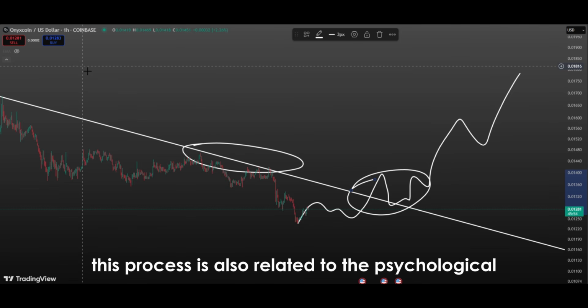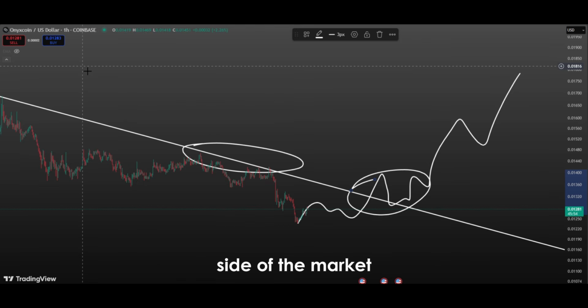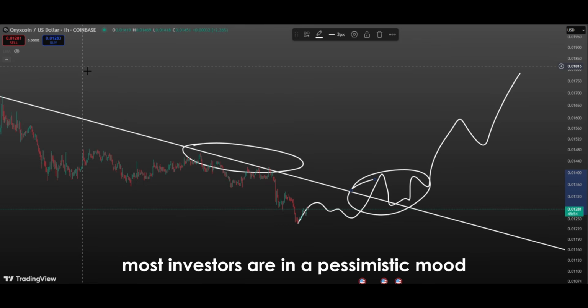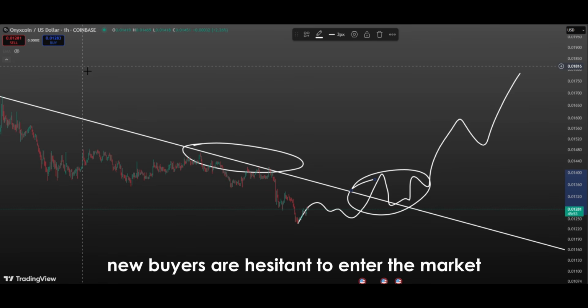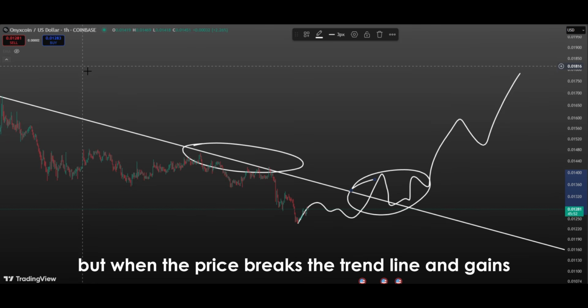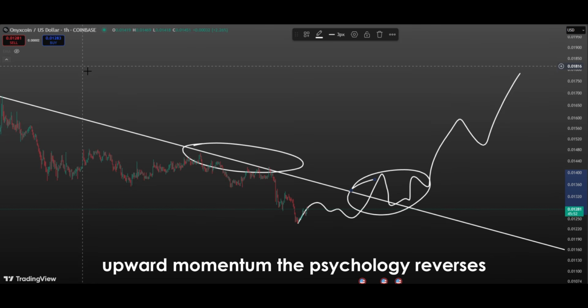This process is also related to the psychological side of the market, because while the downtrend continues, most investors are in a pessimistic mood, thinking that prices will fall further. At this time, new buyers are hesitant to enter the market, but when the price breaks the trend line and gains upward momentum, the psychology reverses.